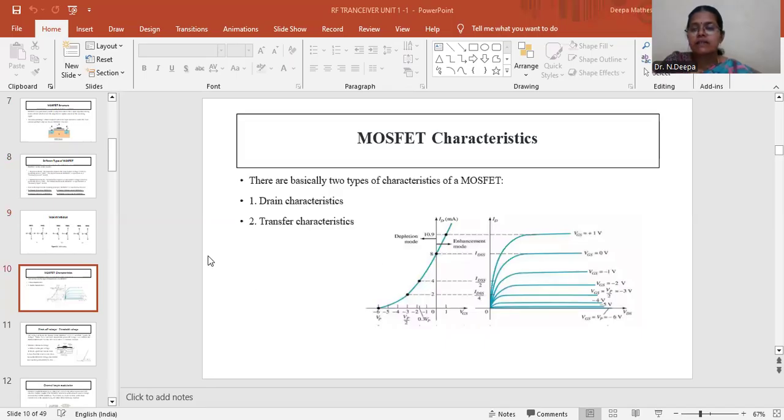When you go for the MOSFET characteristics, there are two types available: the drain characteristics and the transfer characteristics. The transfer characteristics show the response between the output current and input voltage, and the drain characteristics show the output current with output voltage.